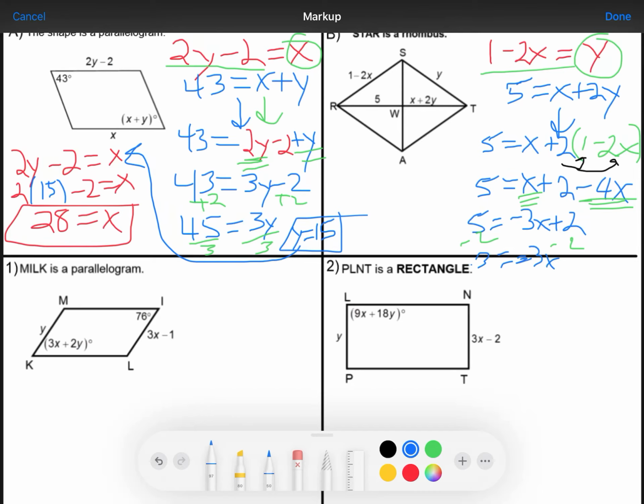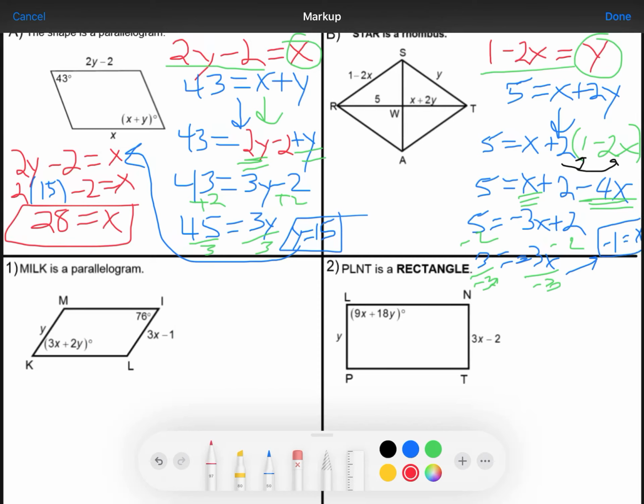Make sure those negative signs are visible. Sorry, that should have been positive 3. Let me fix that really quick. Positive 3 equals negative 3x. Divide by negative 3. Divide by negative 3. And we get an answer of negative 1 equals x. All right, so x is negative 1.